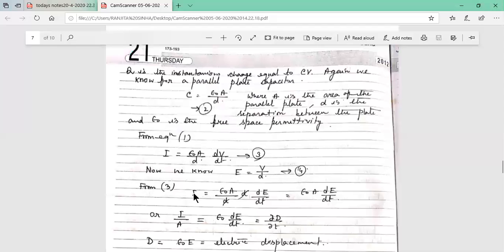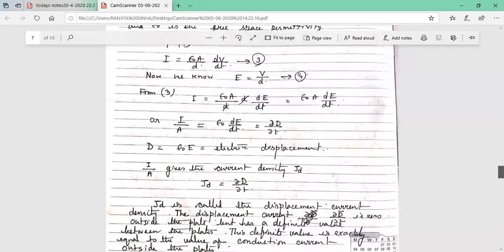Now what is I by A? A is the area of the capacitor plate, so I by A is current per unit area. Now it is epsilon 0 dE by dt. Here one is epsilon 0 and here it is E. So putting this epsilon 0 E inside, this is D. This D is epsilon 0 into E. Partially it is written del D by del T.